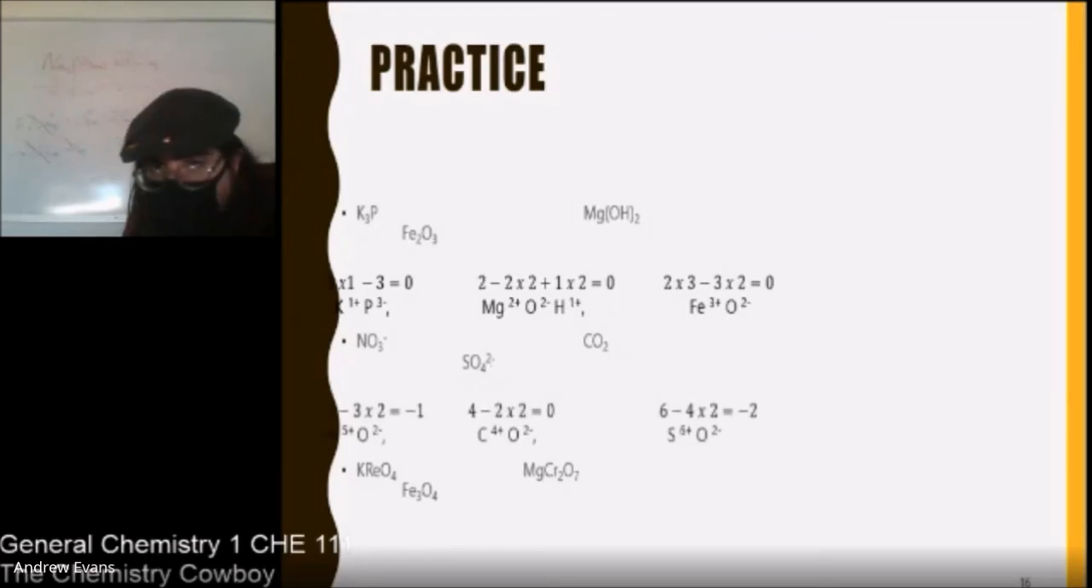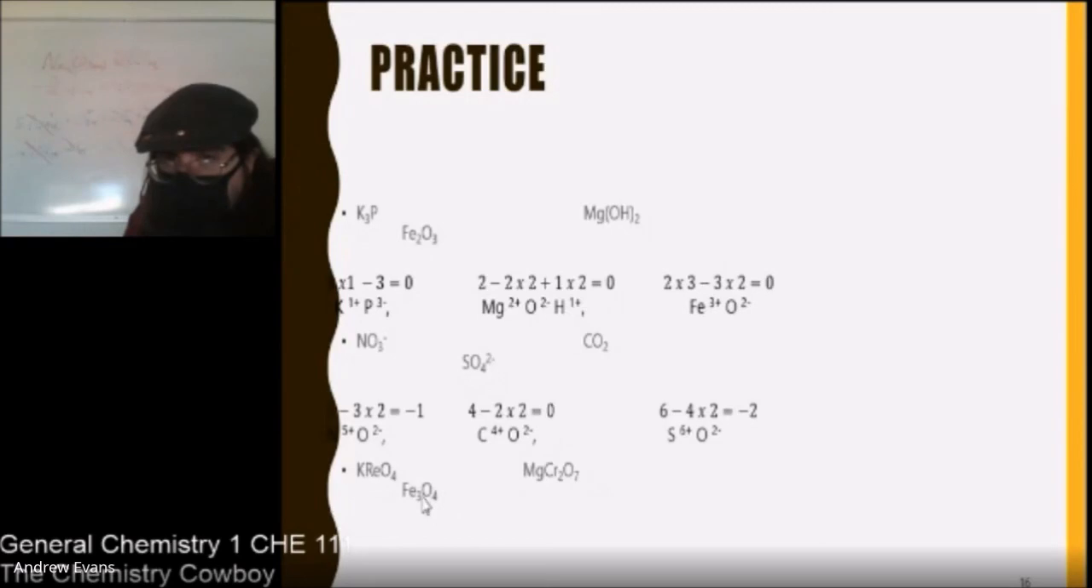Now these last ones, I'm not even going to, I'll do the first two. The last one is just a nightmare right now. Potassium is plus 1. Oxygen is negative 2, so a total of negative 8. 1 minus 8 is negative 7. So rhenium would have to be positive 7. Magnesium is plus 2. Oxygen is 7 times 2, negative 14. So we have a total of negative 12 over 2x. 12 divided by 2 is positive 6.